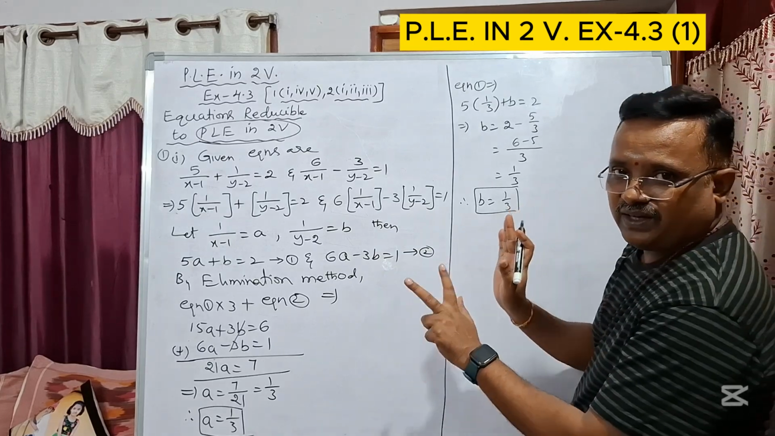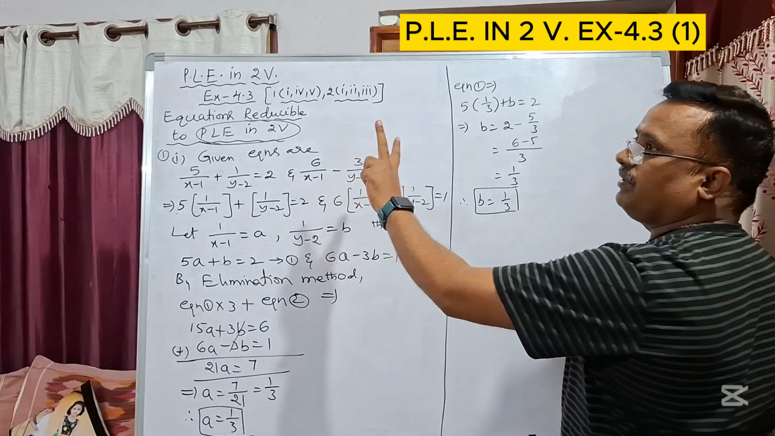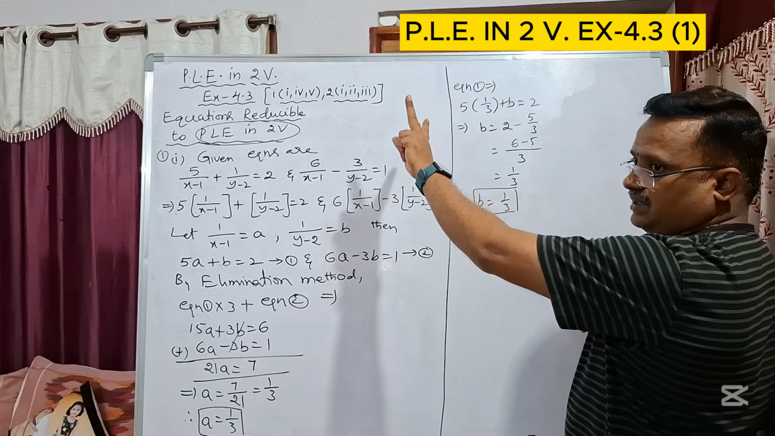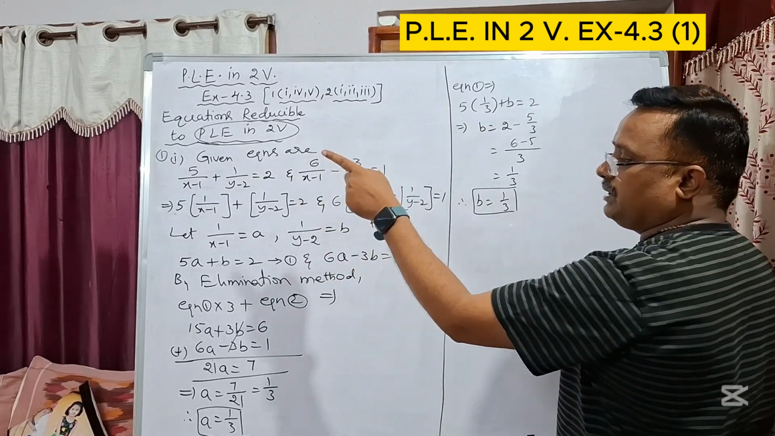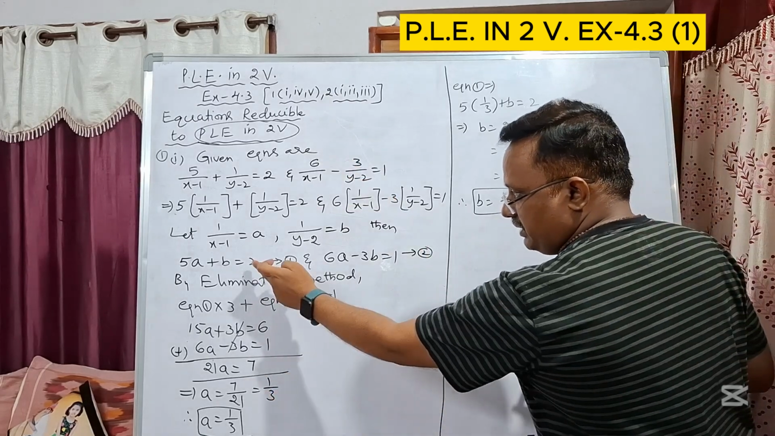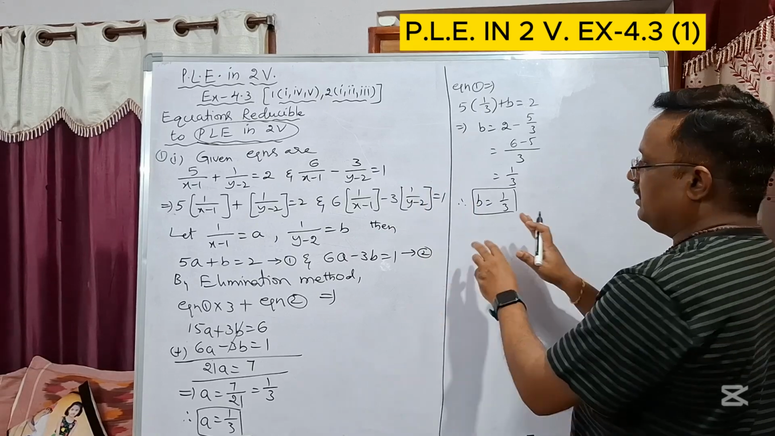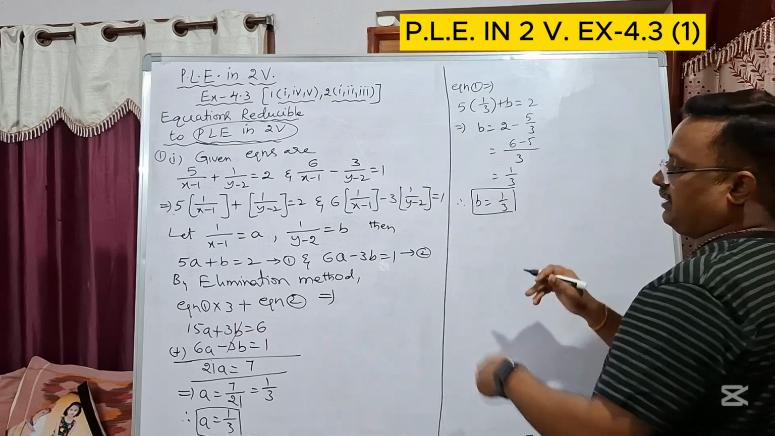But this is not the final answer. The original question is in terms of variables x and y. So those are our final destination answers, the variable values. But after reducing them into a pair of linear equations, we converted the equations into a and b form. So we got those two values. Please keep it in mind. This is not the final answer. From these two values, we need to get x and y.